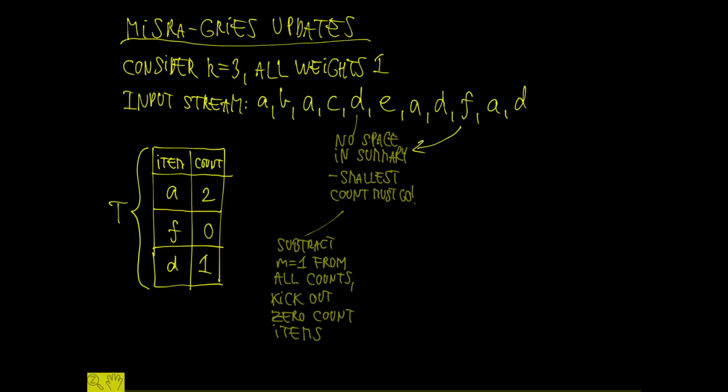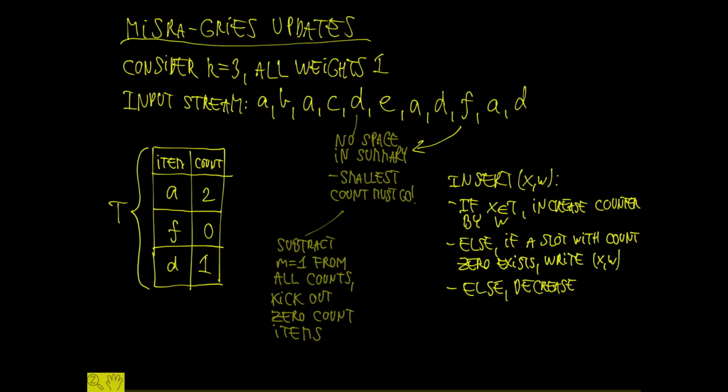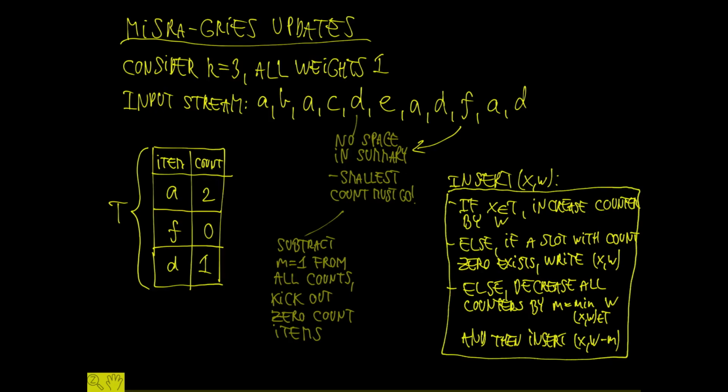Before we go on and answer that question, let's state the general insertion algorithm based on this example. Of course, if an item x is already in there, we simply increase the counter by w. Otherwise, if there is a free slot, that's a slot with a count of 0, then we can simply override that and write the pair x, w. And finally, if there's no space, we are going to decrease all the counters by m, which is the minimum over all weights in T. And then we're going to insert the new pair, which consists of x with weight w minus m.